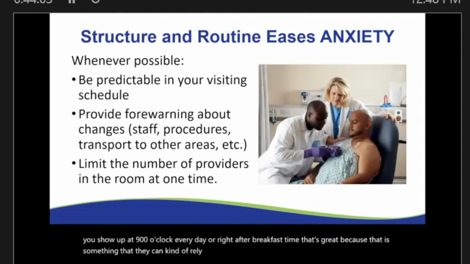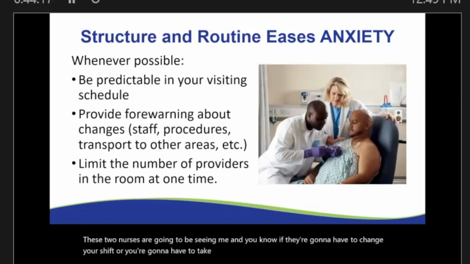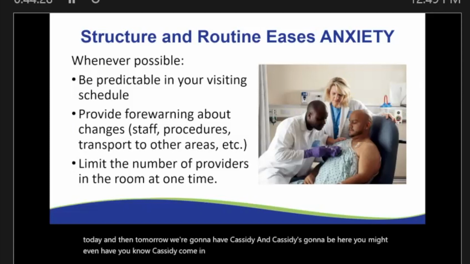It may be the only thing they can rely on every day, or that these two nurses are going to be seeing me. And if you're going to have to change your shift or take a vacation, you tell the patient, I'm going to be here for today, and then tomorrow we're going to have Cassidy, and Cassidy's going to be here. You might even have Cassidy come in later on if she's able to say hello. And that way you get a good warm handoff rather than sudden surprise and transition. It helps.